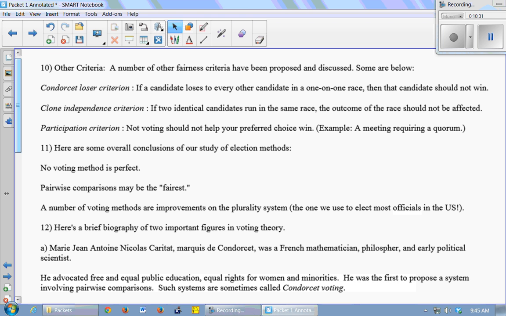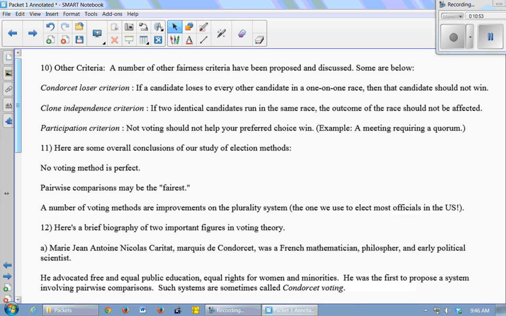And then we have the participation criterion. And this one says that not voting should not help your preferred choice win. So if not showing up to vote helps your desired outcome, that is a criterion that we don't like about elections.